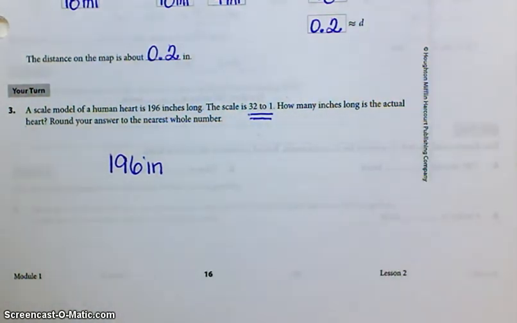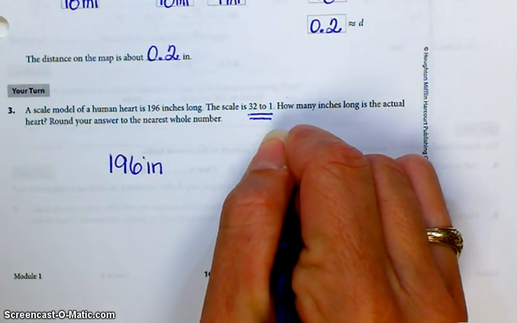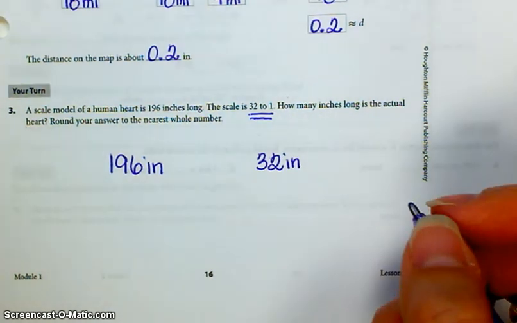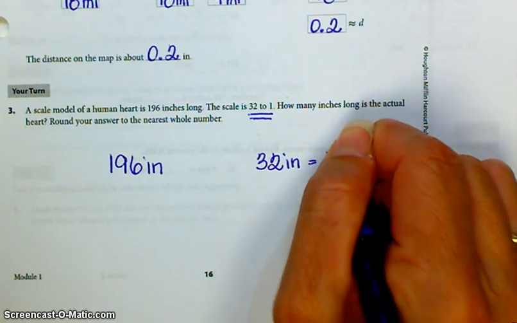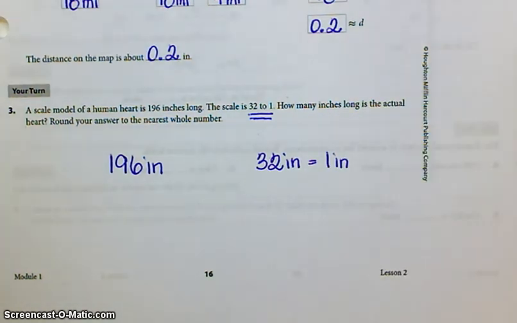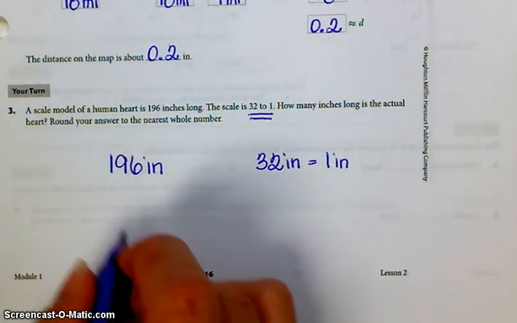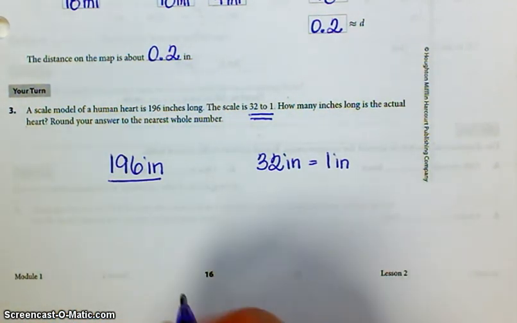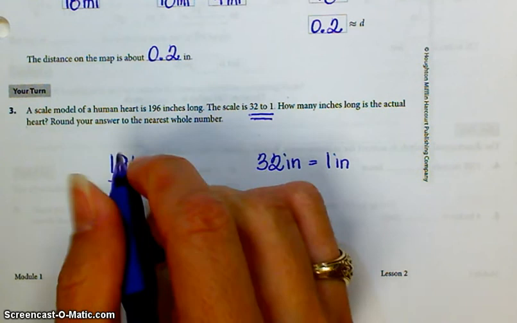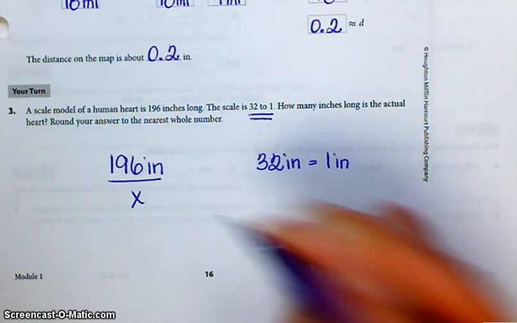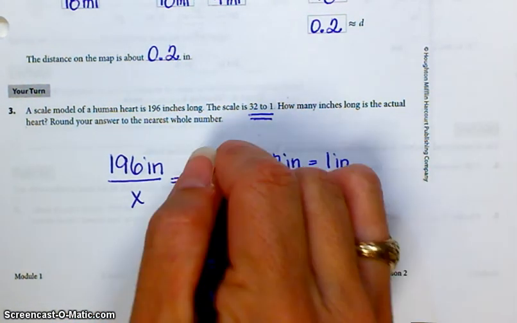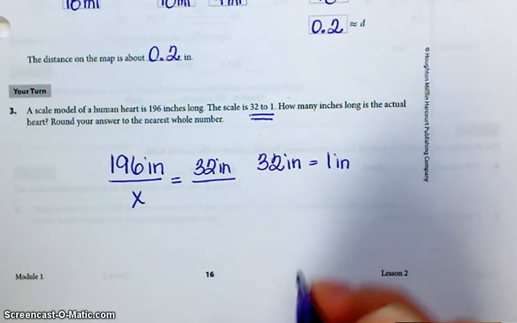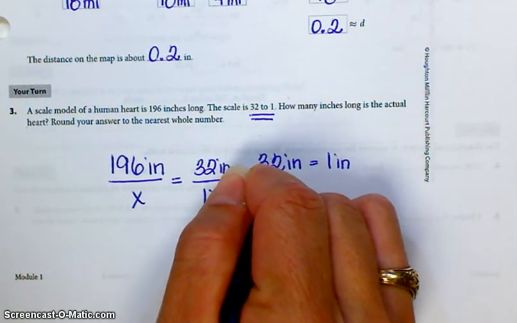All right, so what that means is 32 inches on the model is equal to 1 inch on your actual heart. Okay? So we're just going to put these together. 196 inches on the model is how many actual inches if the scale is 32 inches for the model, which represents 1 inch.